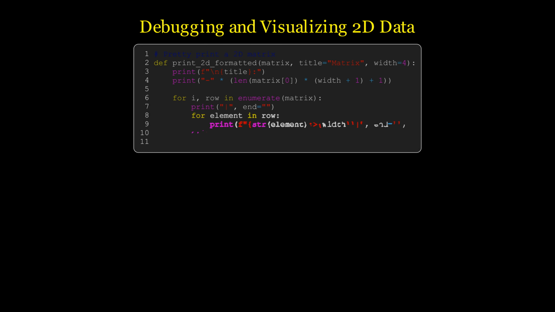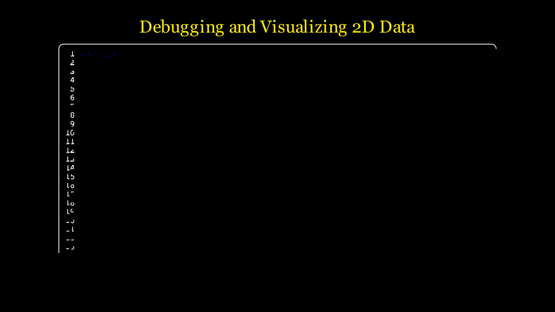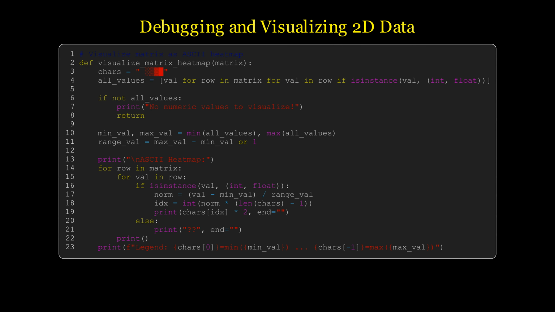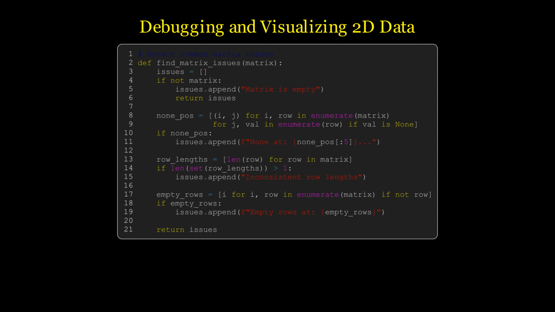Working with 2D data can be complex. Let's learn essential debugging and visualization techniques to understand and troubleshoot your nested structures. Use a formatted print function to clearly inspect matrix rows and values. Use matrix info functions to get size, structure, types, and numeric stats. ASCII heat maps help visualize numeric patterns and intensity in 2D data using simple characters. You can automate checks for missing values, jagged arrays, or empty rows to detect issues early.